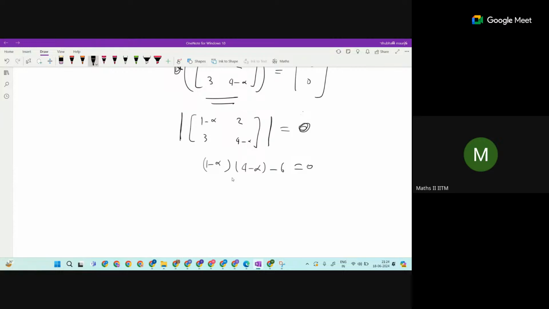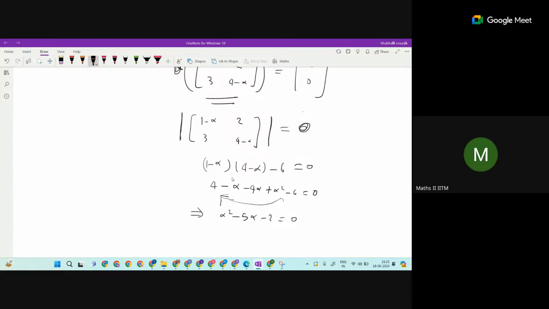Now let's do this multiplication. 1 minus alpha times 4 minus alpha gives 4 minus alpha, minus 4 alpha, plus alpha square, minus 6 equal to 0. This tells you alpha square minus 5 alpha plus 4 minus 6, which will be minus 2, right?